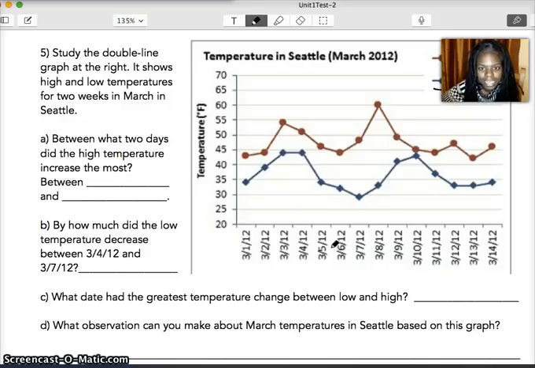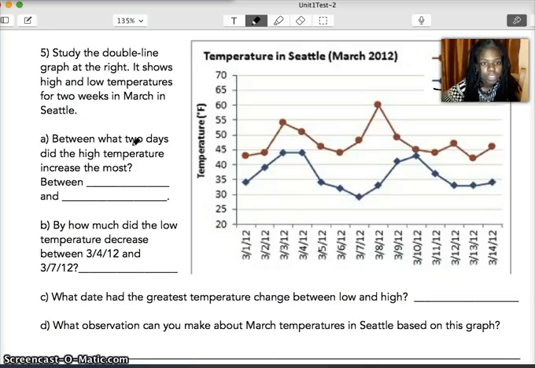We see that there are dates across the horizontal axis and temperatures along the vertical axis. The dates are telling us what day each particular temperature or high or low was met. So we see that there's a high or low each day because each day has a high and low temperature. Now that we've done that, it's time to go and talk about the question. Study the double line graph at the right. It shows high and low temperatures for 2 weeks in March in Seattle.